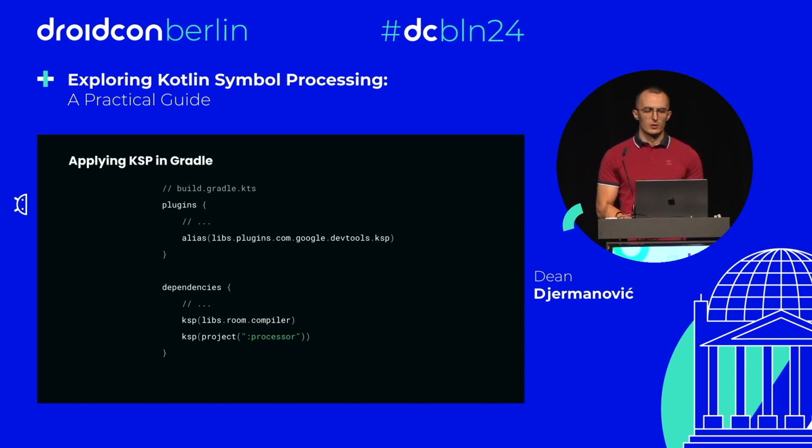In our case, we're specifying 2 symbol processors. The first one is a third-party processor from the Room persistence library, since we are going to use this library in our project. And the second one is our custom symbol processor that's defined in a separate module inside of our project that we are going to implement later on.